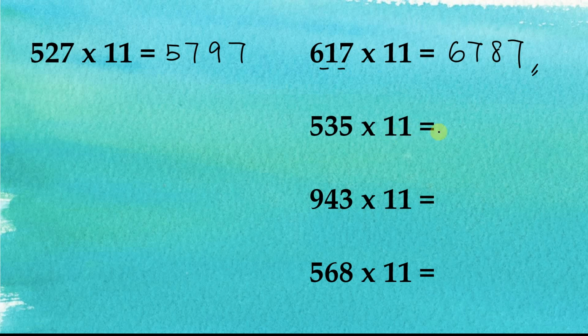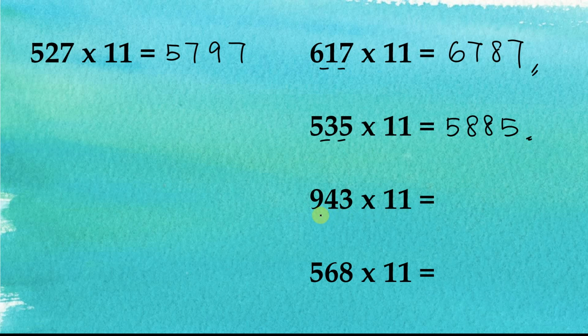535 multiplied by 11, the first digit is 5, the second digit is the sum of these two, which is 8, and the third digit is also equal to 8, and the last digit is equal to 5. Okay, so this is easy. Now how about this one?